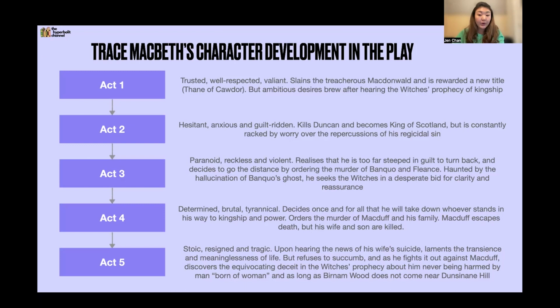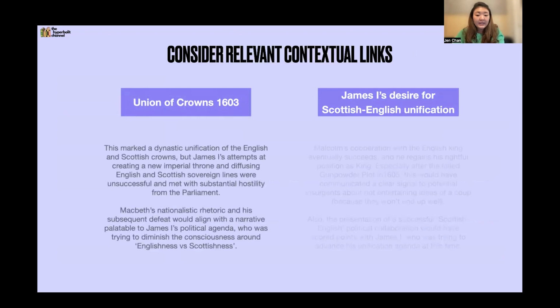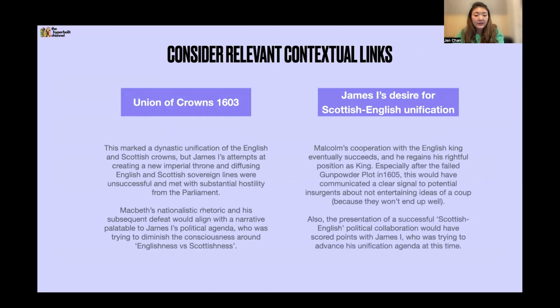Finally, it's important for us to perhaps think about some relevant contextual links to frame our argument. And here, perhaps the most relevant contextual information would be the Union of Crowns in 1603 with James I's ascension to the English throne and the king's desire for Scottish-English unification, because of course, as we know, James I was James VI of Scotland before he became James I after Elizabeth I's death in 1603.